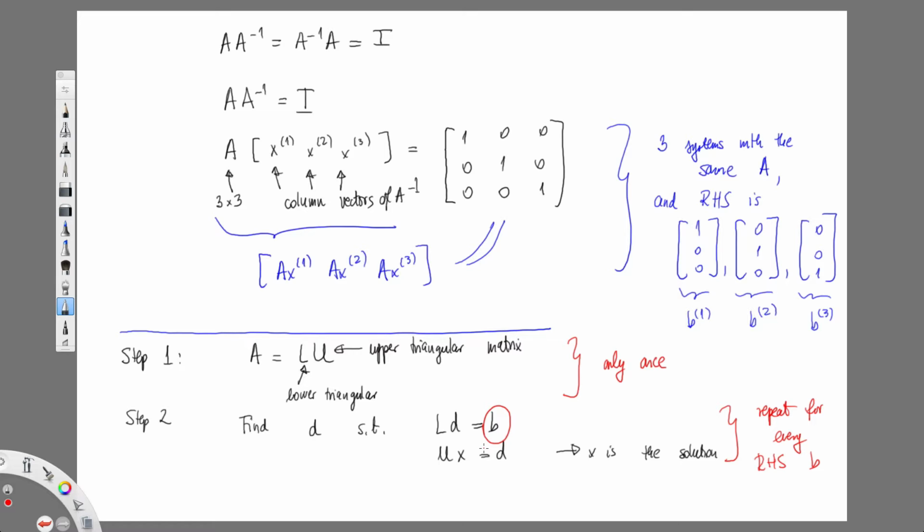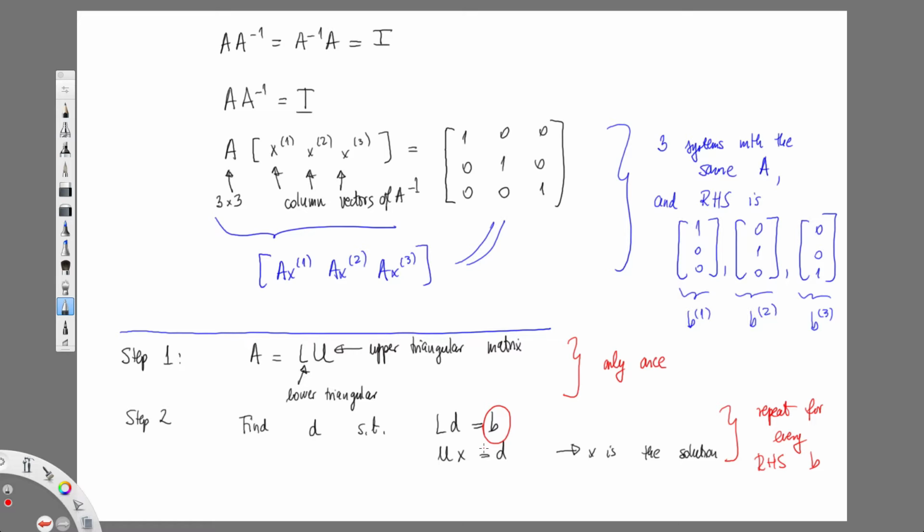Alright, so this is just a quick review. For every right-hand side B, this is the part that you're going to repeat. And this one you've done only once, so you saved yourself that. How many steps you need to repeat depends on n. Here I would repeat this 3 times. This step only once, and then for each B, I would get an X, and then I would put them together as columns and get my A inverse.